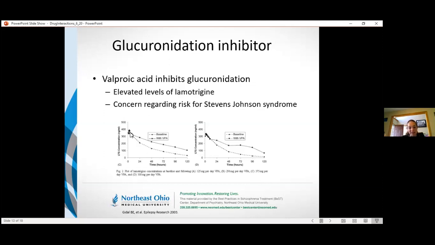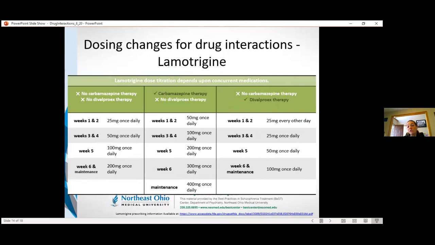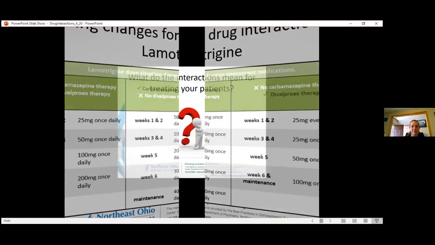So as you can see here, in each of these graphs, it's lamotrigine concentration on the y-axis and time on the x-axis, with the dotted line showing a decrease in concentrations at baseline, but when we add the valproic acid on board, you see that higher level. So patients are exposed to greater concentrations over a longer period of time, which is why there are specific dosing changes recommended if patients are using that combination. So this would be one of the areas where, not that we can't use it, but we need to be mindful and make sure we're making those changes.